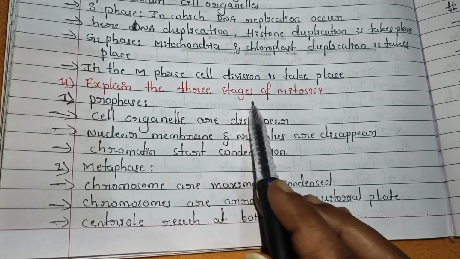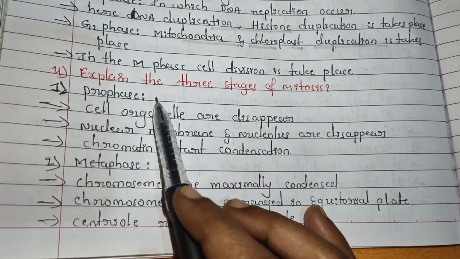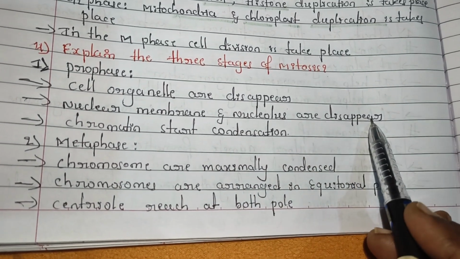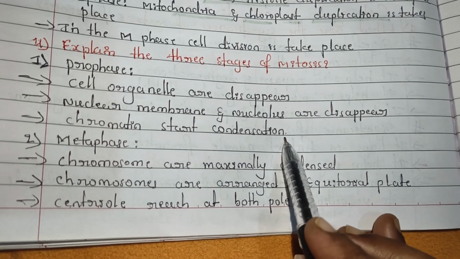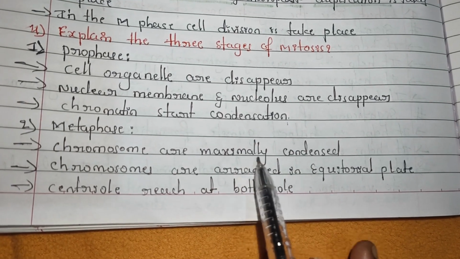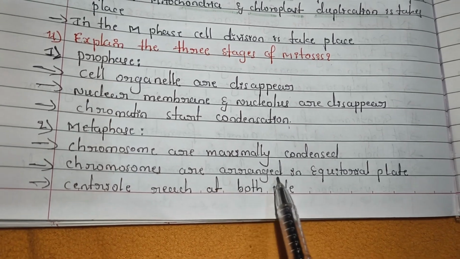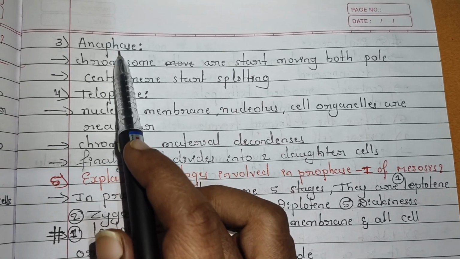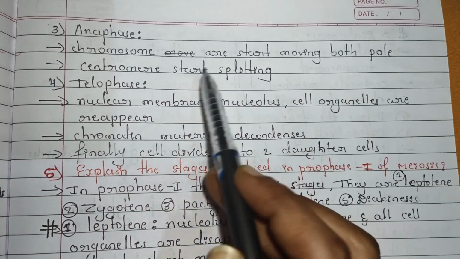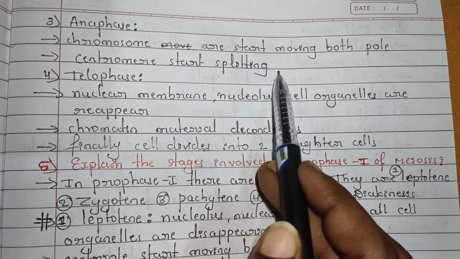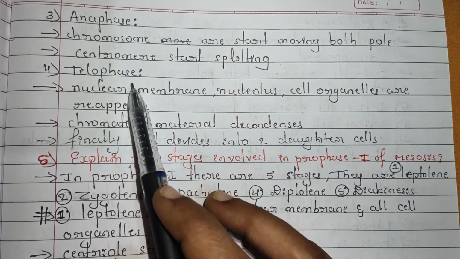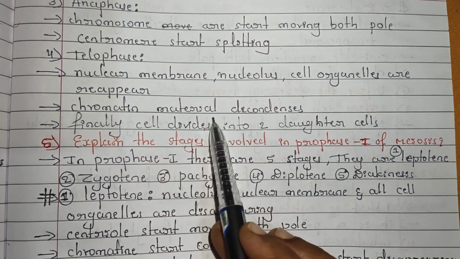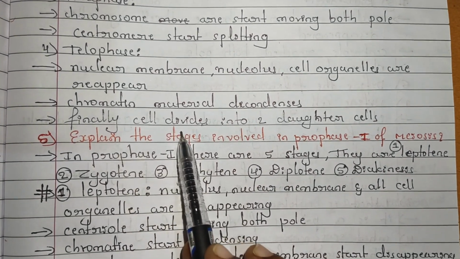Next question, explain the three stages of mitosis. Prophase: cell organelles disappear, the nuclear membrane and nucleolus disappear, chromatin starts condensation. In metaphase the chromosomes are maximally condensed and arranged in the equatorial plate, and centrioles reach both pole regions. Next phase is anaphase: the chromosomes start moving to both poles and the centromere starts splitting. The last one is telophase: the nuclear membrane, nucleolus and cell organelles reappear, chromatin material decondenses, and finally the cell divides into two daughter cells.